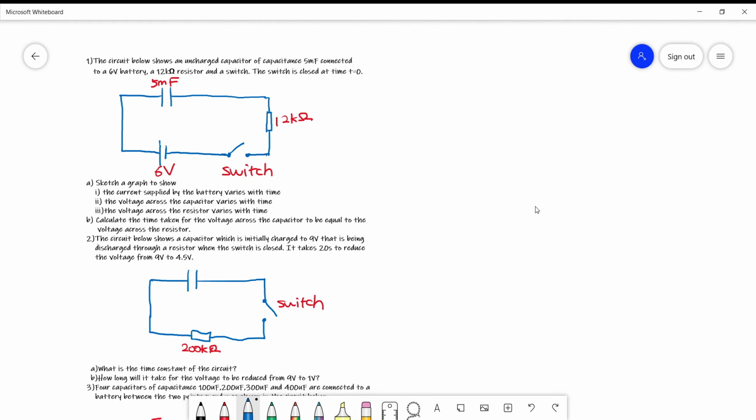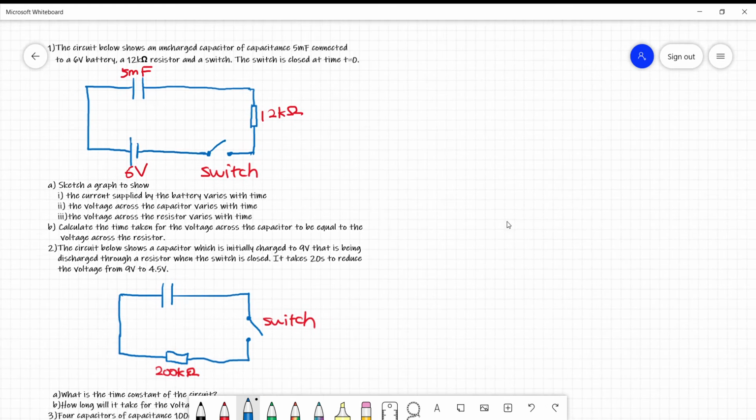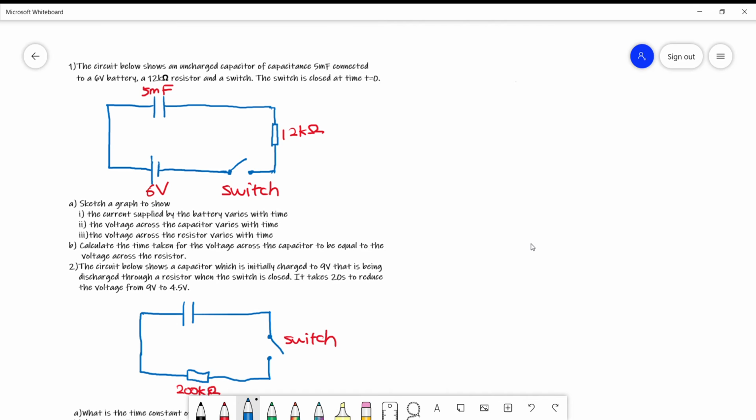Okay, so let's continue with the revision of our chapter on capacitors. Let's begin with question 1. Let me zoom in a bit. Question number 1 is about the circuit below, which shows an uncharged capacitor. Uncharged capacitor is actually a keyword for us.